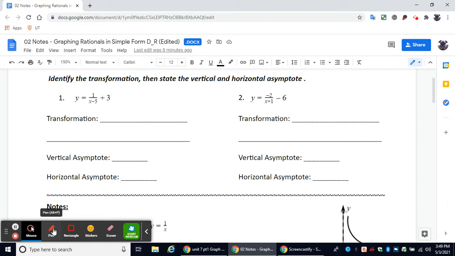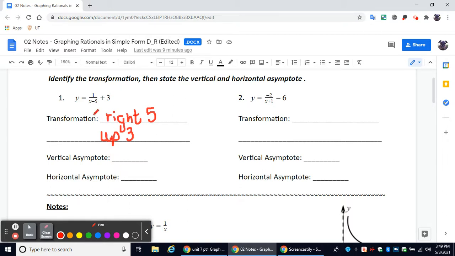So if we take a look at warm-up question number 1, we have y equals 1 over x minus 5 plus 3. Just as a reminder, whatever is happening in your denominator is going to be your left and right movement. And remember, left and right movement does go opposite the sign, so an x minus 5 is going to go to the right 5. A plus 3, we're adding to the function, is going to move your graph up 3. The up and down movement occurs outside of the fraction. And remember, this is where we get our vertical and horizontal asymptotes from.